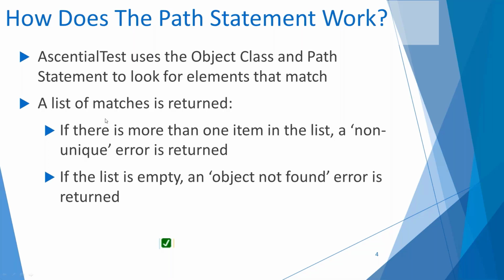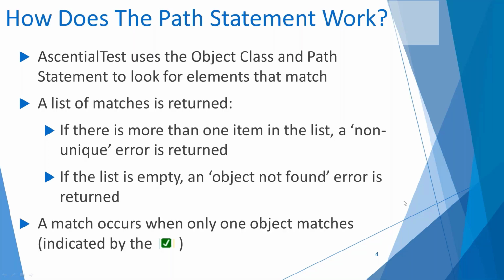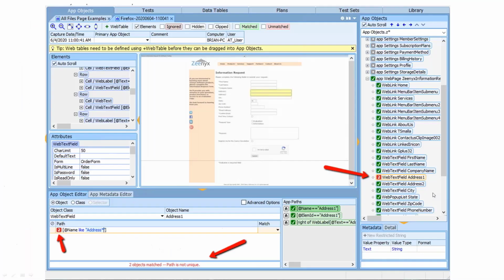And so what we're doing is we're looking for matches, and a list of matches is returned. If there's more than one match, then we get a non-unique error. If the list comes back empty, then we get an object not found error. It's only when a match occurs with one match that we get the green check mark. So we're going to look at an example now. A couple of examples, actually.